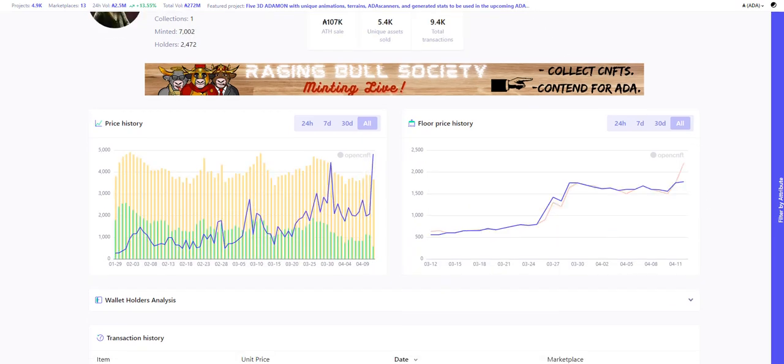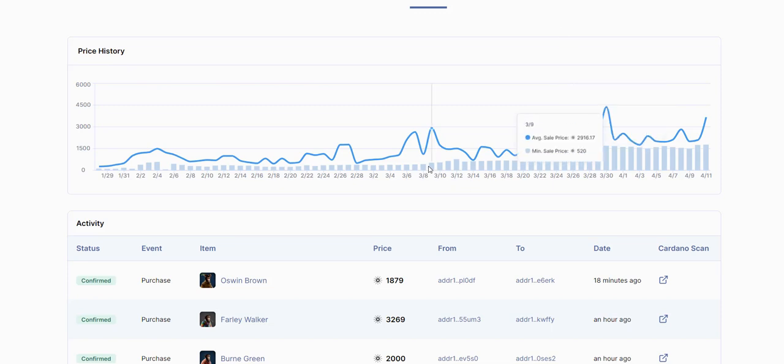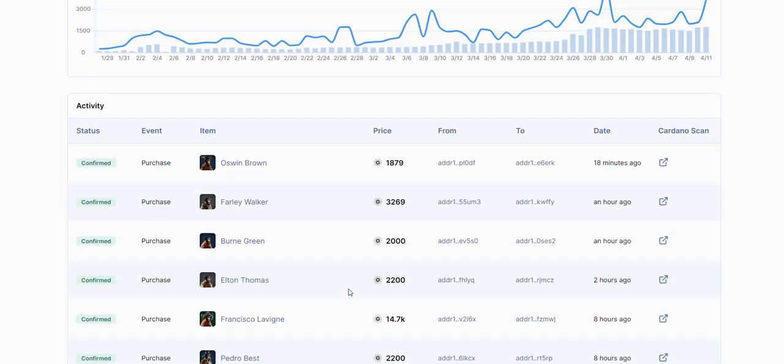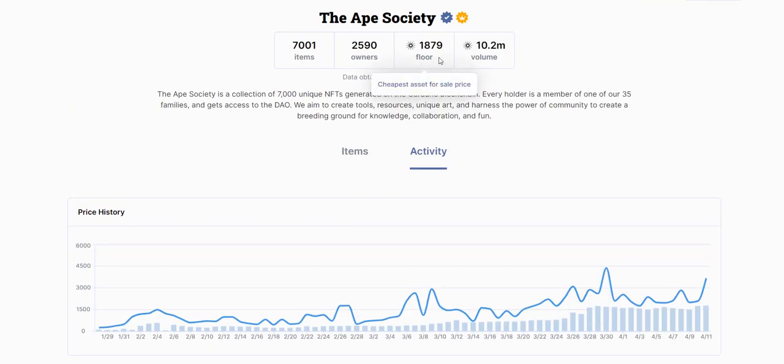And like the Ape Society, whenever it was moving up, you had 300-400 over here, but if you bought at 500, I mean, that's still not a bad deal. And then you can see where it is now. You're having 1879, that's a Craftsman, but these guys are a little bit over the floor, but you're not looking too bad. 1879 floor, that's where the Craftsmen are at.